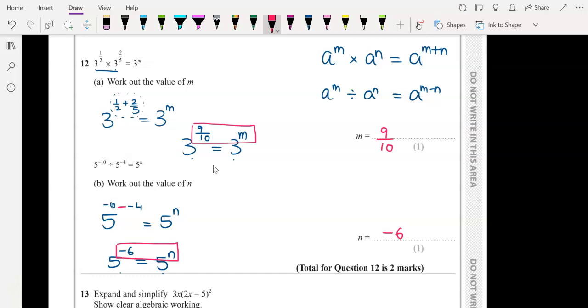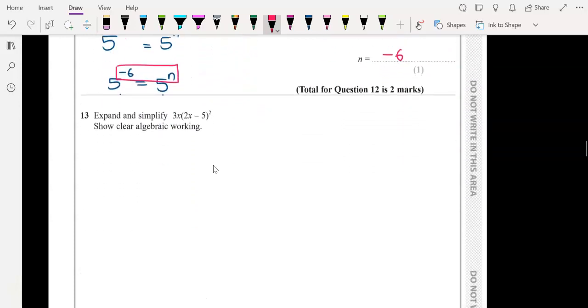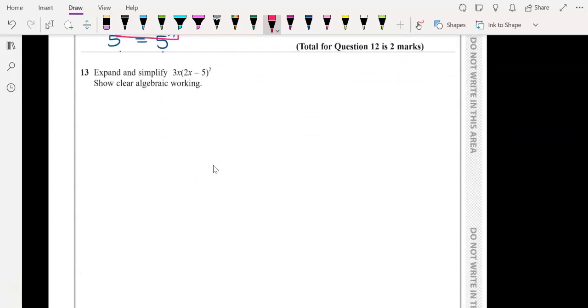Question 13. Expand and simplify. So 3x bracket 2x minus 5 whole square. So first we need to expand the bracket. Now this we can do in two ways. One, we can write the bracket two times, so 2x minus 5 multiplied by itself, and we can use FOIL method. If we know special products, we can use special product and expand the bracket directly.